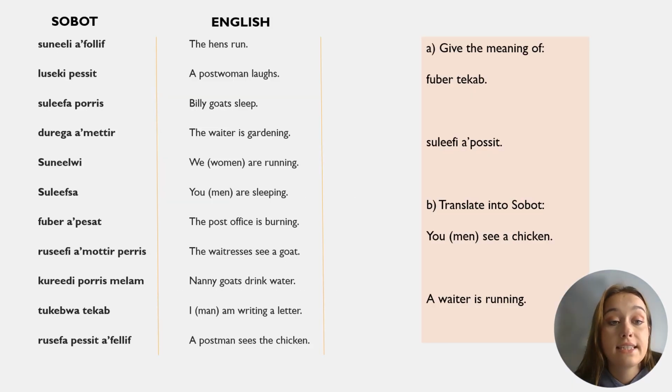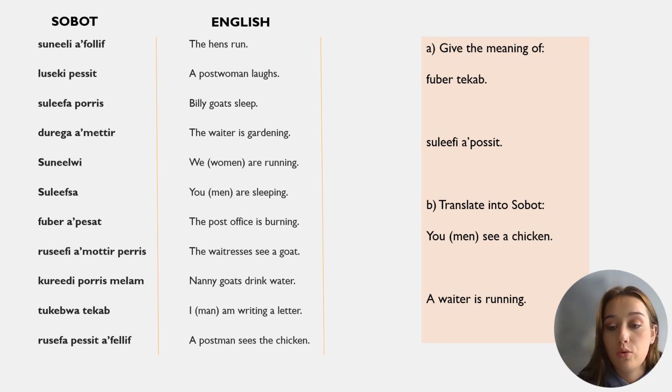So you'll usually be presented with a list of vocab. You've got the artificial language on the left-hand side, the Sobot, and on the right-hand side you have its English translations. So I want you guys to have a go at this first. You're going to be giving the meaning of the Sobot sentences on the right-hand side, and then in part B you're giving the Sobot translation of the English sentences.